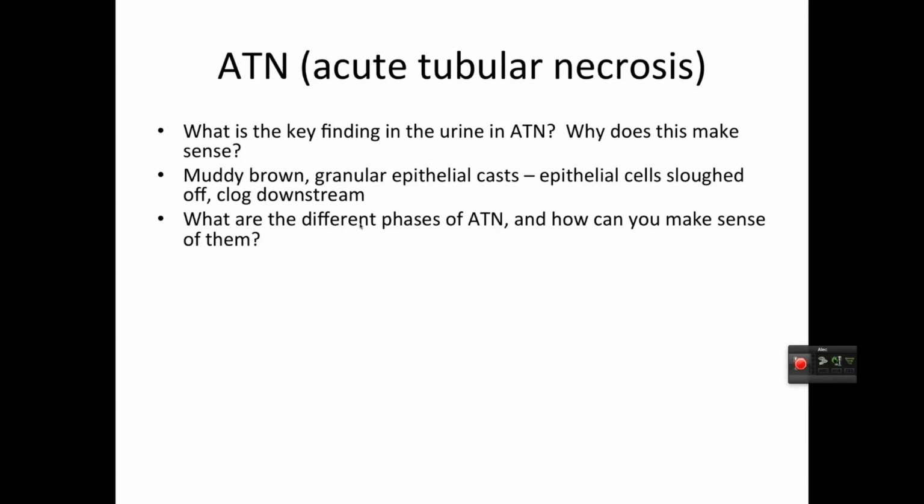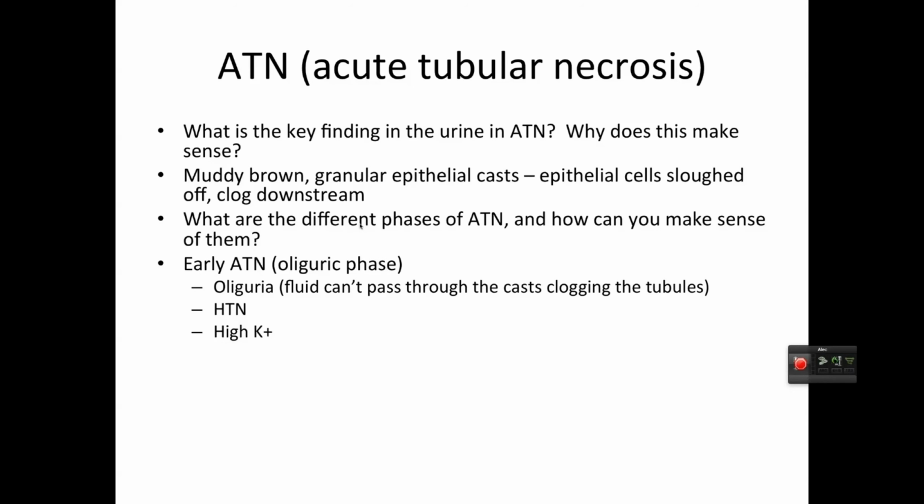So they're going to sometimes ask about the different phases of ATN. And Chris, to your point, this is actually very clinically relevant because you need to be aware of this, because when people have ischemic ATN, they're going to end up peeing a ton, and you need to know why. Okay, in early ATN, it's the oliguric phase. So why would it make sense that you would be oliguric? Well, we already said you're oliguric because the tubules are blocked by those dead proximal tubular cells that are clogging them, just like in my laundry chute.